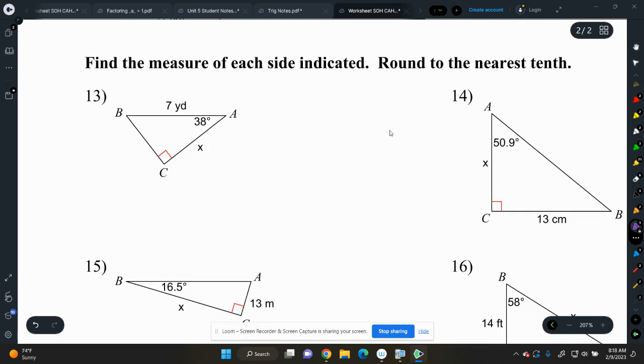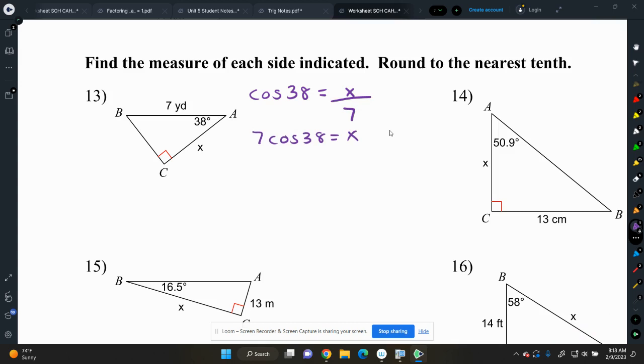Find the measure of each side. Okay, so looking at number 13, which 2 sides do we have? We have the hypotenuse and we have the adjacent. So this is cosine. Cosine 38 equals the adjacent over the hypotenuse. So 7 cosine 38 equals x. So I get, it says rounded to the nearest tenth again, 5.5.